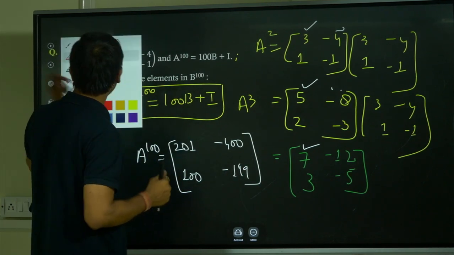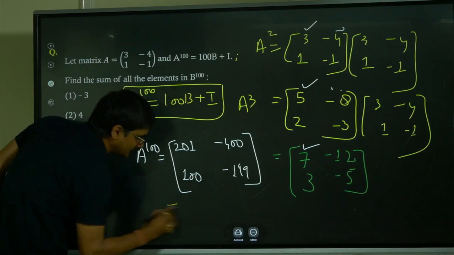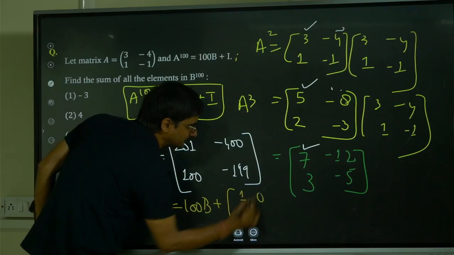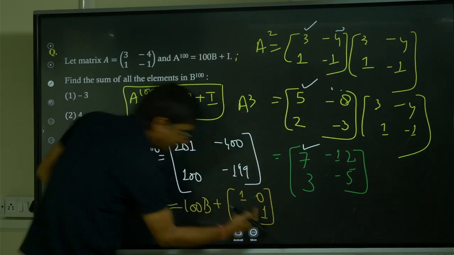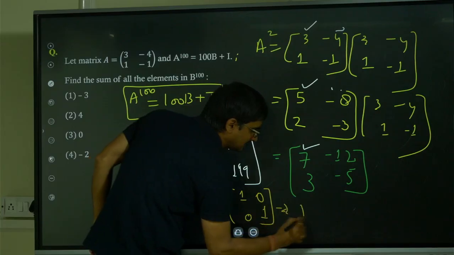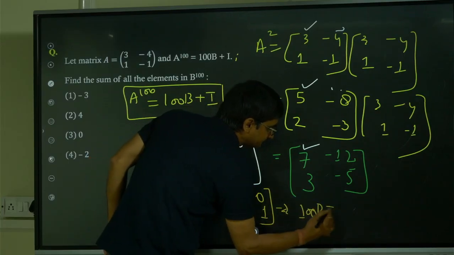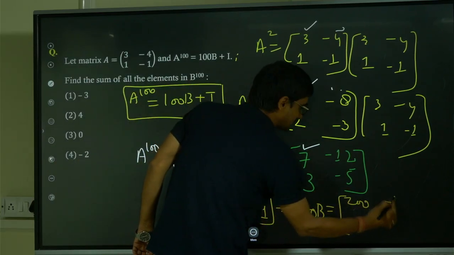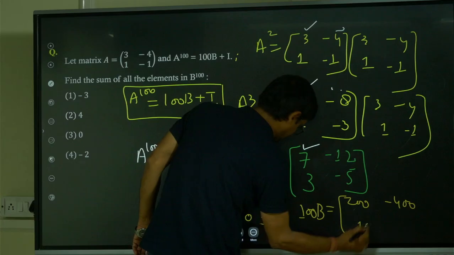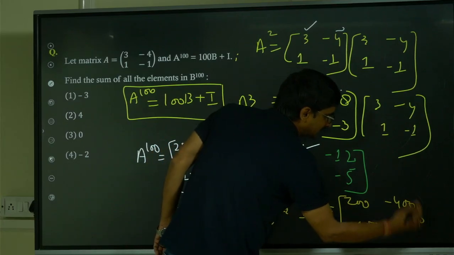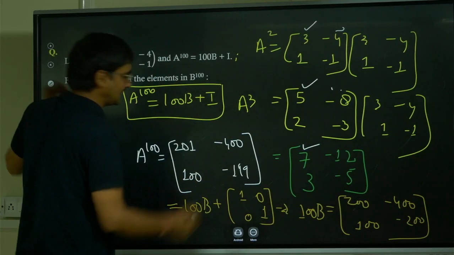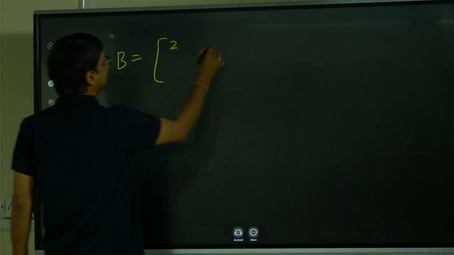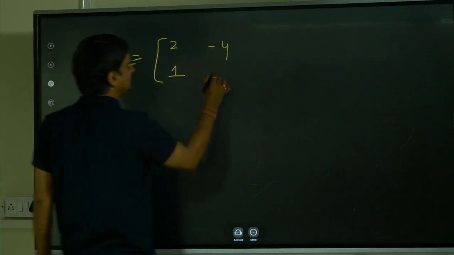Now this is equal to 100B plus I. Now this is equal to 100 times B plus the identity matrix, 1 0 0 1. So if I bring it to this side, we get 100 times B. So 1 gets cancelled, it's 200, it's minus 400, it's 100, it's minus 200. Nice, great. So divide by 100, therefore matrix B is nothing but 2 minus 4, 1 and minus 2.